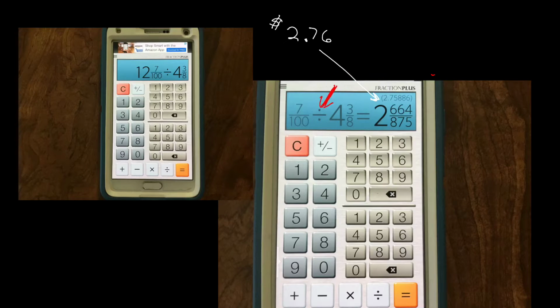My answer for this division was this fraction, and if I look right up here, I can see what the fraction is changed to a decimal. It's 2.75886, and I need to round it to the nearest penny because money only goes to pennies. So I round it and I get $2.76 for the cost of 1 gallon.